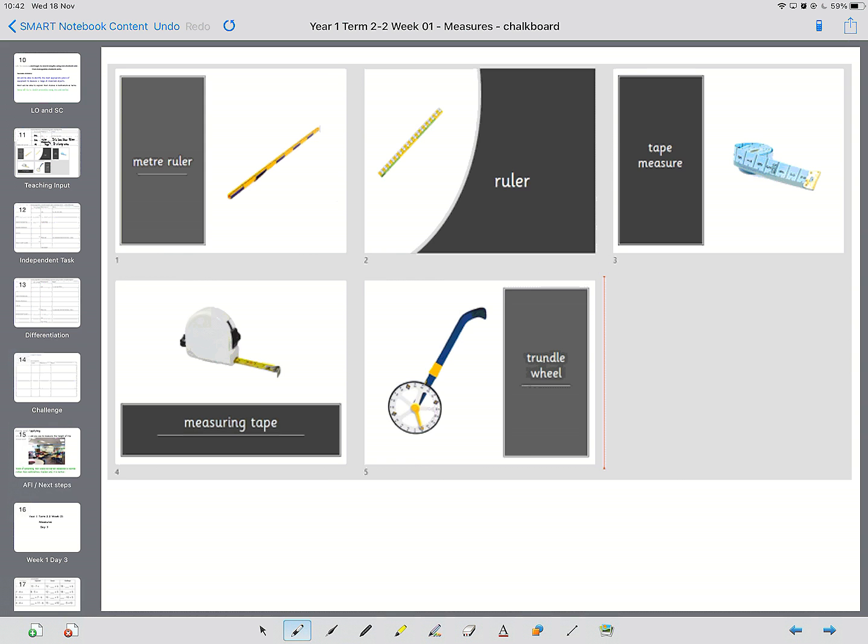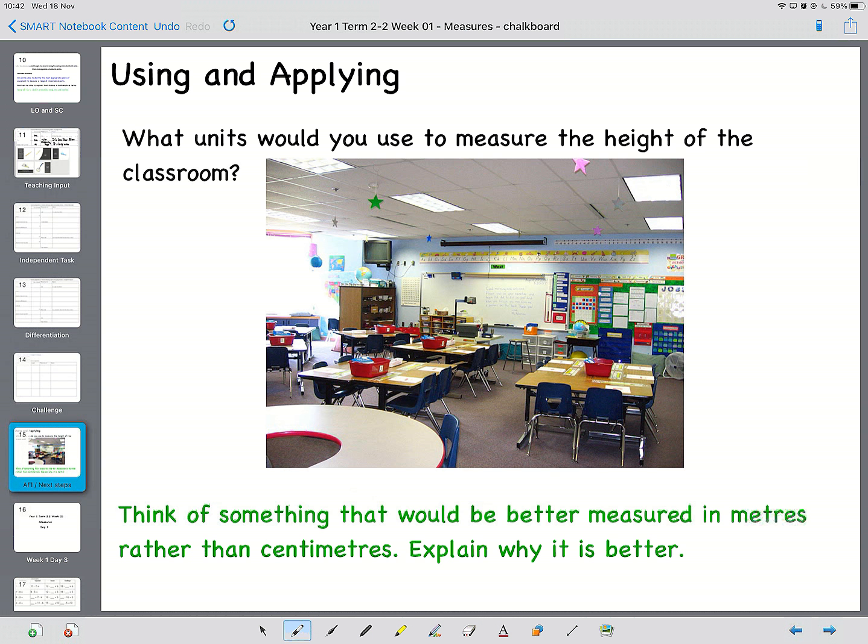What do we think? The chances are you couldn't use a trundle wheel. You couldn't roll that up the wall. Chances are a meter rule would be quite difficult to use. So there's a good chance your best option is the measuring tape. Okay, because that is actually what builders use when they're measuring out and making sure ceilings come in at the right height.